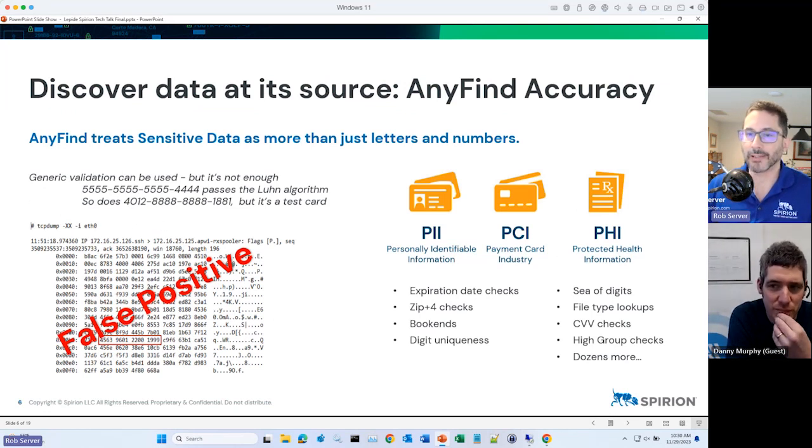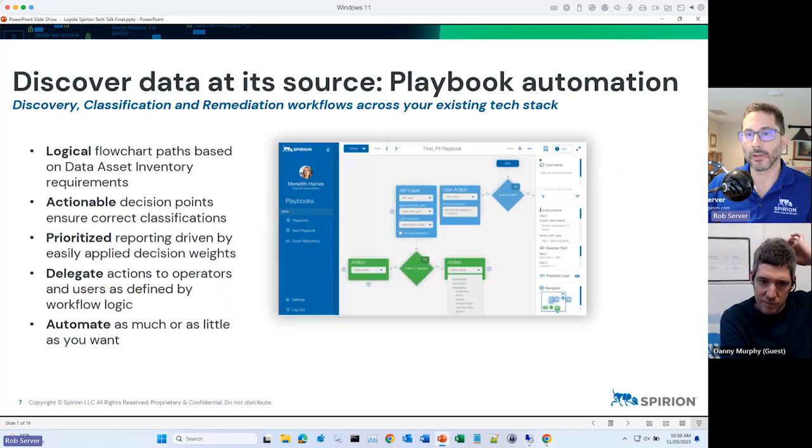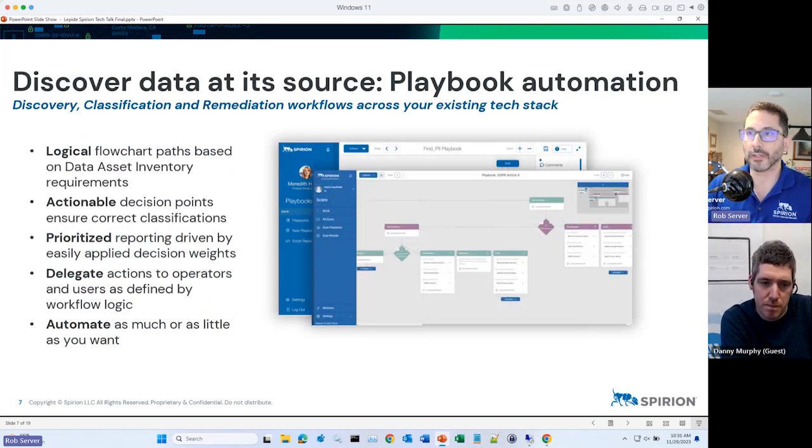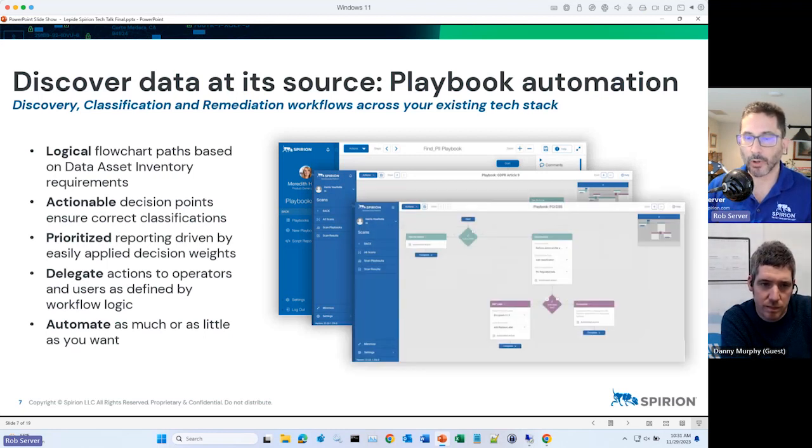To identify true matches, and we can do that across many. We are an accurate data discovery mechanism by minimizing false positives. The next slide, discover data at its source, playbook automation. So this is the next segment for why you want to work with Spirion. When you have accurate data results, you can automate the remediation process, or the cure process.